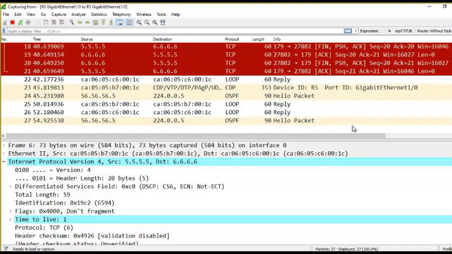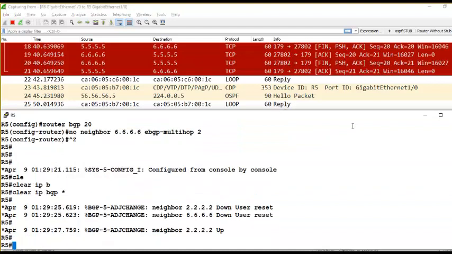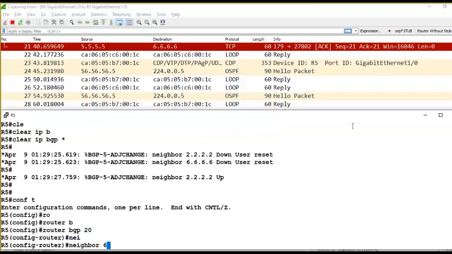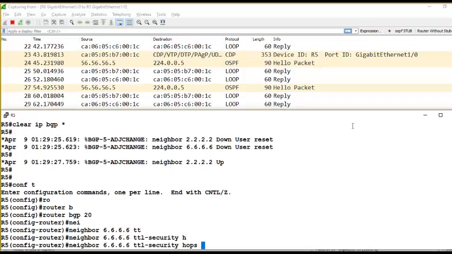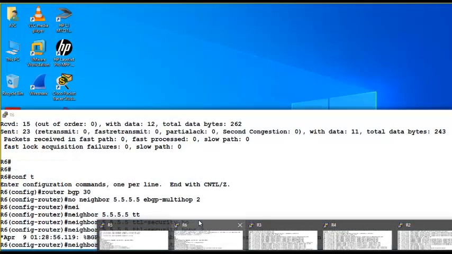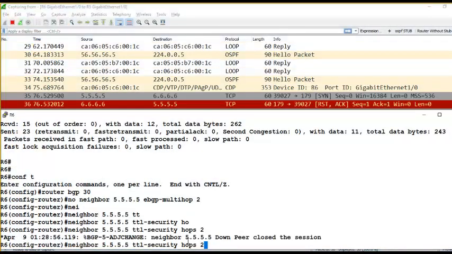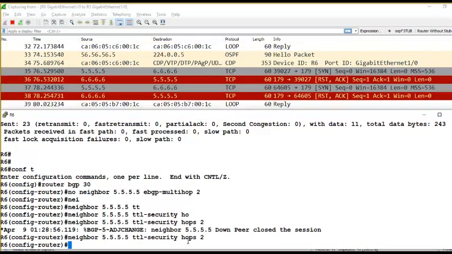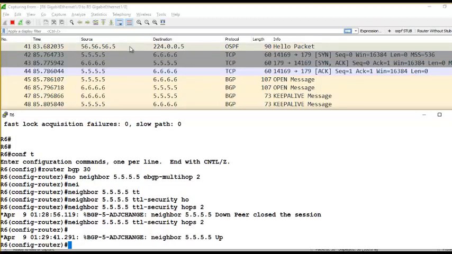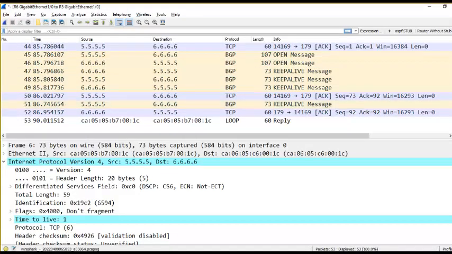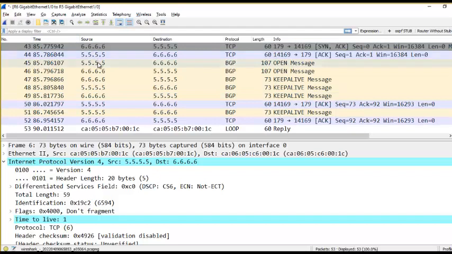So this time I'm going to say router BGP 20, neighbor 6.6.6.6 ttl-security hops 2. I'll do the same thing on R5, R6. Done. Now you will see packets going with 255 hops out. You see? Let me stop. If you open and see this, the outgoing TTL is 255 now between eBGP.